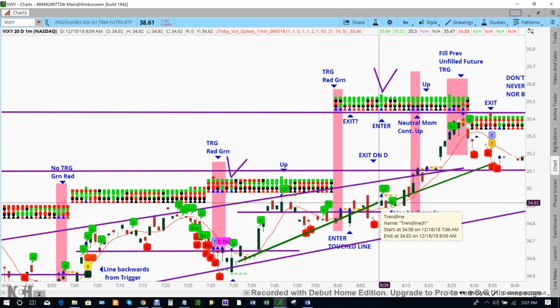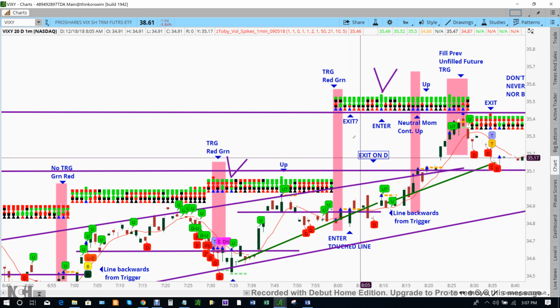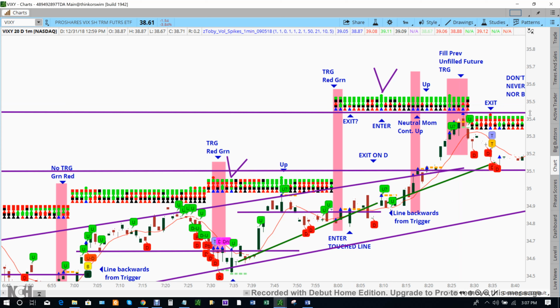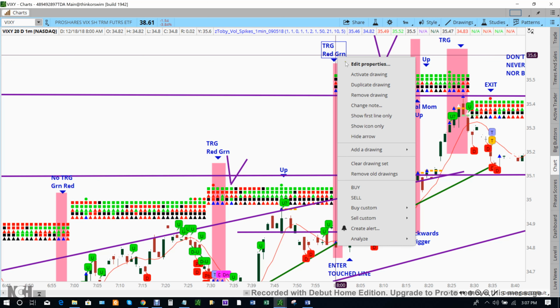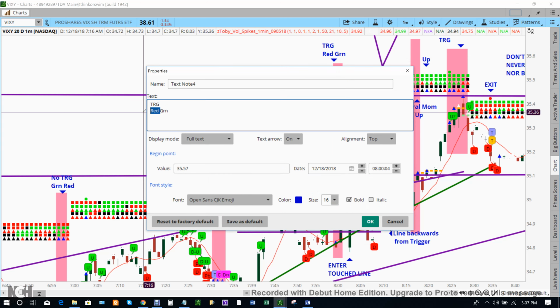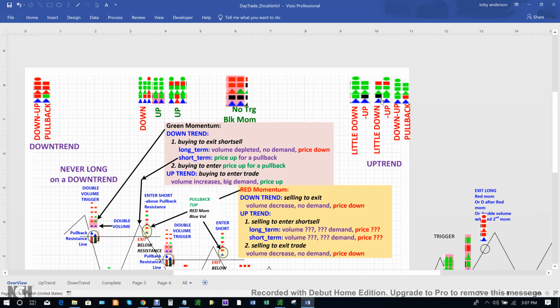So in the meantime, we're going up on this trade, and we got another trigger right here. My notes say red green, but it's not a red green. It's a black. Black green. A black green, and that's a legitimate. That's that one, black green. So that's a legitimate trigger.